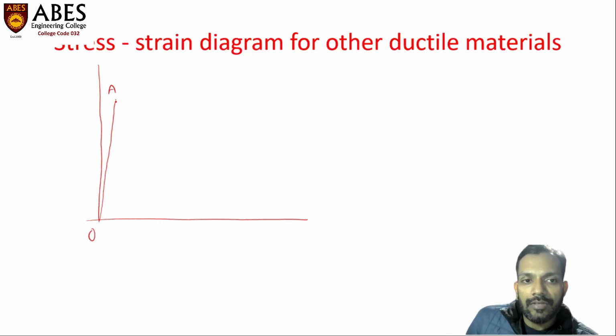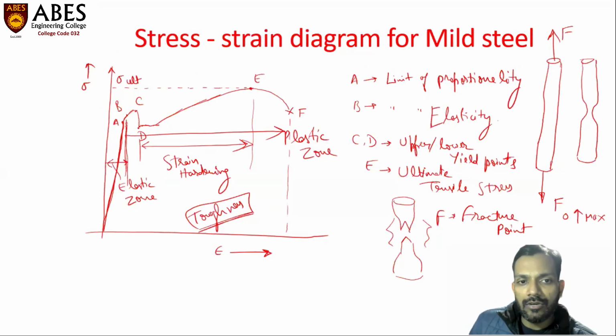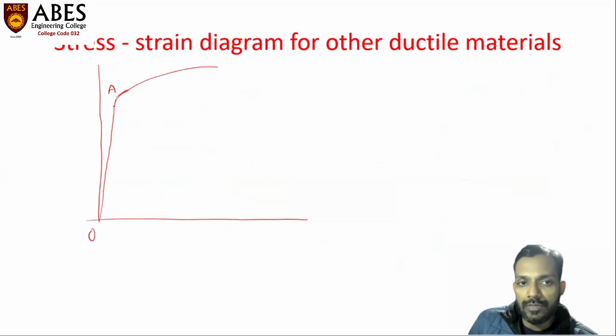Then the curvature starts, but it continues like this. The value of stress doesn't drop like this, C to D. It takes place in case of low carbon steels like mild steel, but such behavior is not observed in case of other ductile materials. So it is a smooth curve. The stress continues to increase, but at a lower rate, and the elongation starts at a much faster rate after a certain point, and then it drops like this.